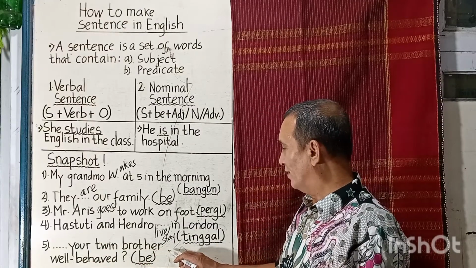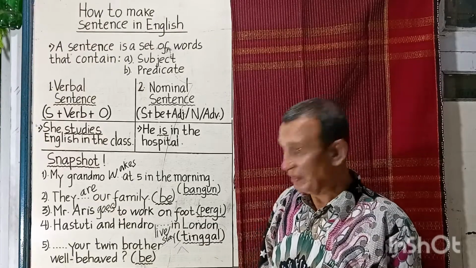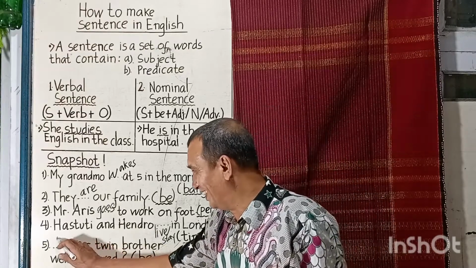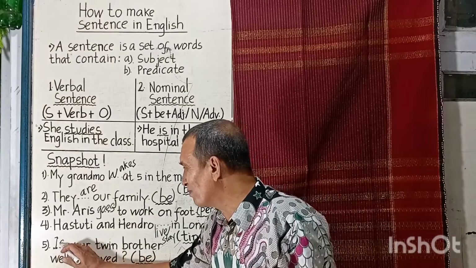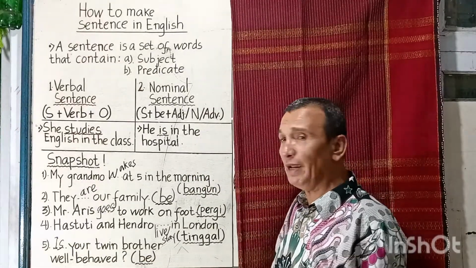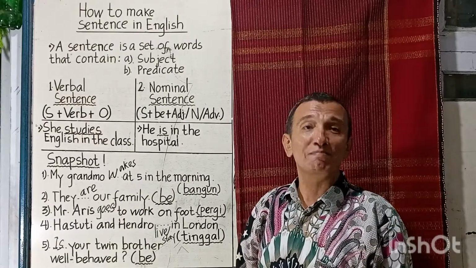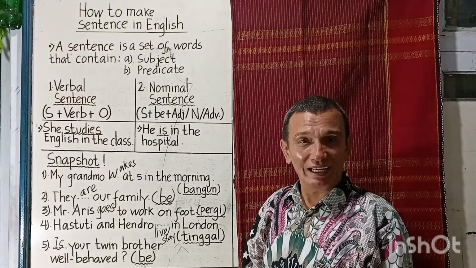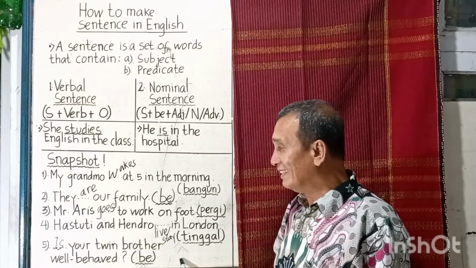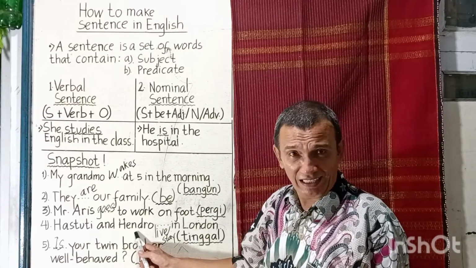Next, point 5. Your twin brother well behaved. Question, interrogative. Be. Is. Okay. Be. Is your twin brother well behaved? Apakah saudara kembarmu berkelakuan baik, berperilaku baik, well behaved? This is nominal sentence. And number 4 is verbal sentence.